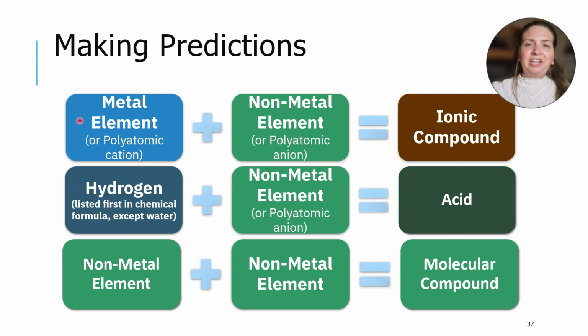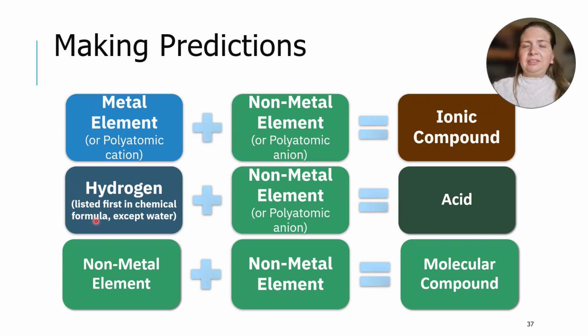We can identify the type of compound by looking at the elements present within the chemical formula. If we see a metal element or a polyatomic cation, such as ammonium, combined with a nonmetal element or a polyatomic anion, the compound will be ionic. Metals tend to lose electrons to form cations, and nonmetals tend to gain electrons to form anions. Any combination of cation and anion forms an ionic compound. Remember that the cation is always listed first in the chemical formula.